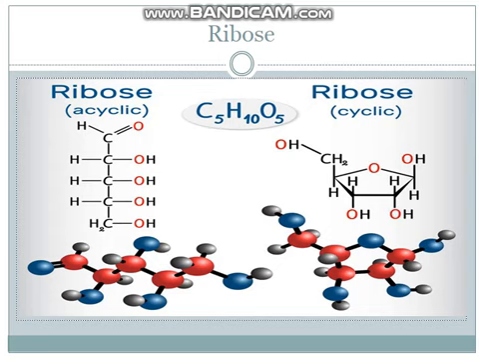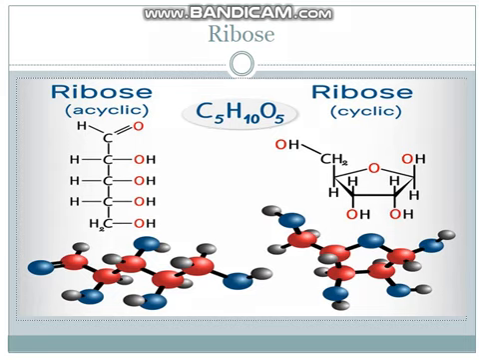This is the acyclic ribose, which is a straight structure, and you can see the first carbon has a double bonded oxygen with it. That's an aldehyde. Oxygen has two bonds, right? So one bond would just go to the second last carbon, which is carbon number 4.